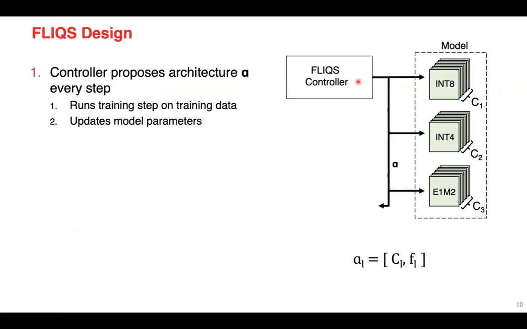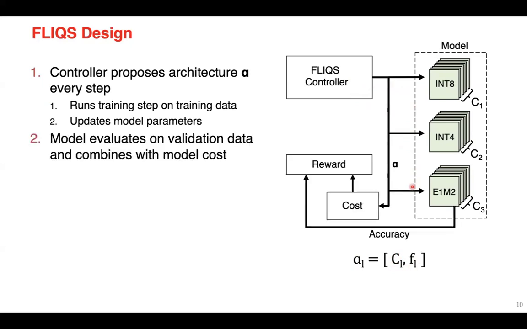The way that we propose, and more details can be found in the paper, is by using a one-shot neural architecture search. What this means is that we actually search the neural architecture while we're training the network from scratch. Here we have the FLIQS controller, and on each training step, it proposes this new architecture alpha, which is made up of, in this case, the number of channels per layer and the format for each layer. Then it does the forward pass, calculates the gradients, and updates the weight parameters, but it also runs the model on validation data, which will be used to calculate the reward to choose the future architectures.